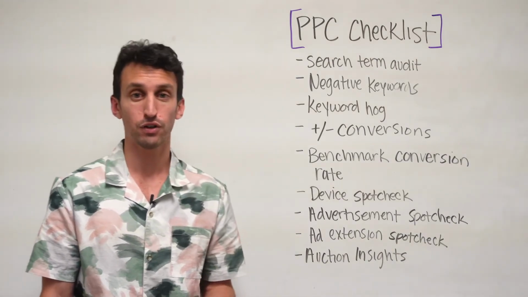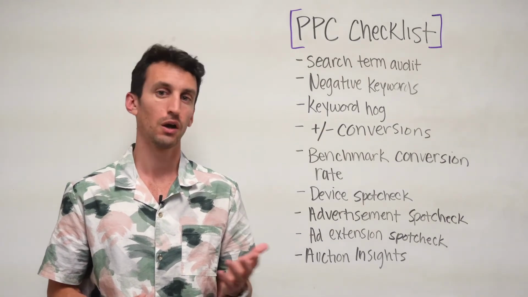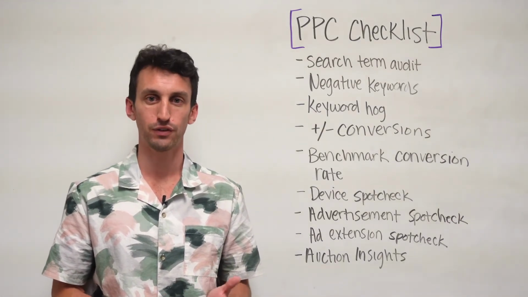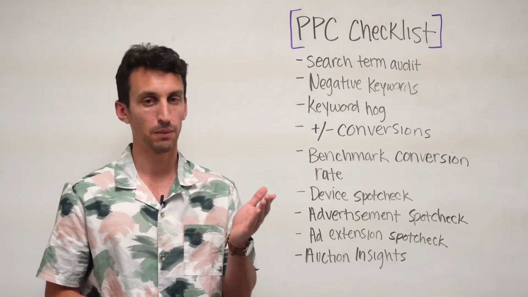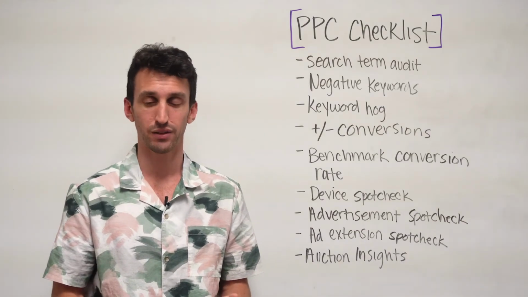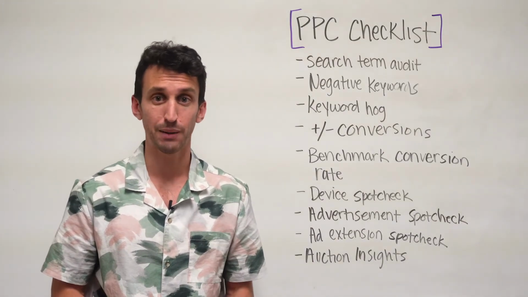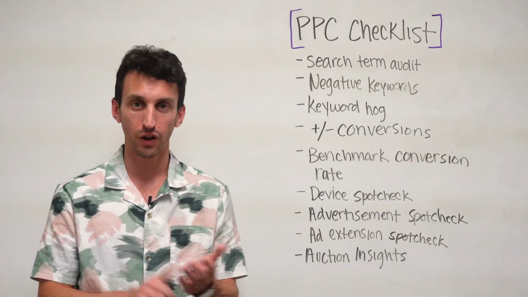The next thing is the advertisement spot check. You have different ad copy, which one's performing the best? Pretty self-explanatory there. When you have enough data, that's when you can pause a poor performer and put more money behind a strong performer. But you don't just want to run the same two ads out there if one is just not performing well.